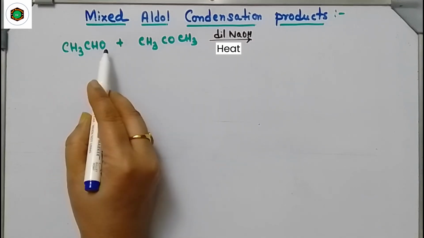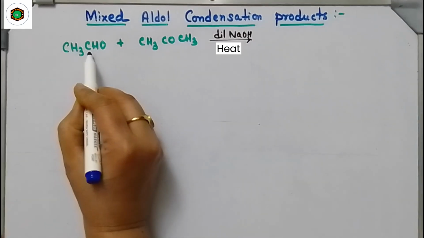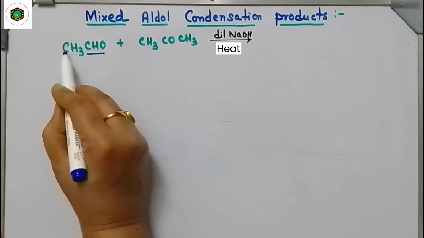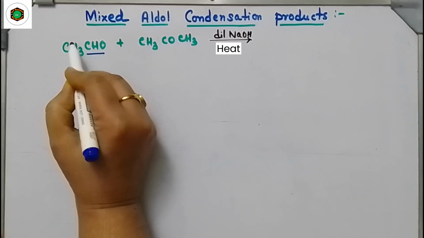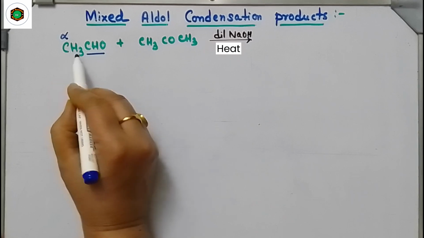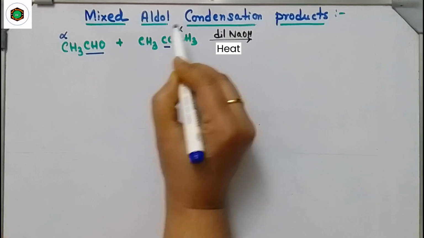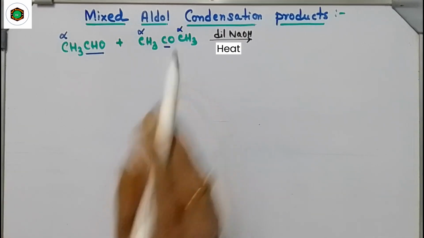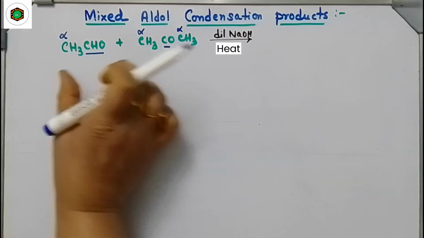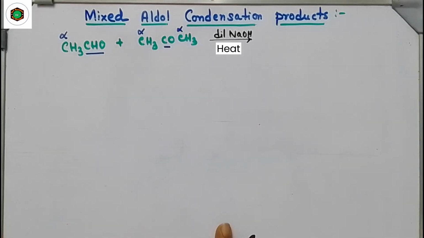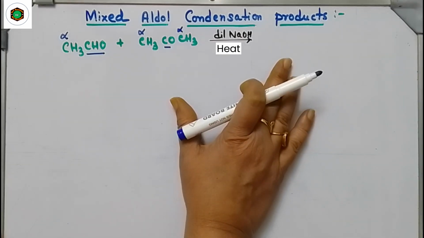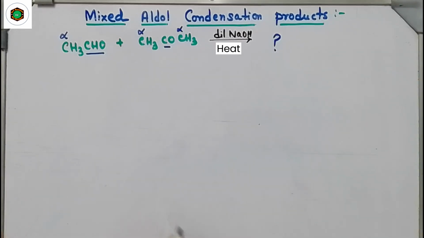Now see, this is acetaldehyde, this is acetone. With respect to this aldehydic group, this carbon is alpha, so hydrogens attached to this carbon are alpha hydrogens. And here also with respect to CO, this carbon is alpha, this carbon is alpha, so these are alpha hydrogens. So separately these and these both are having alpha hydrogens. So what are the aldol condensation products here? Since we are using two different carbonyl compounds, this is an example of mixed aldol condensation reaction.